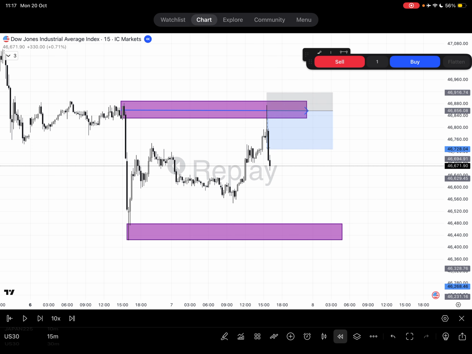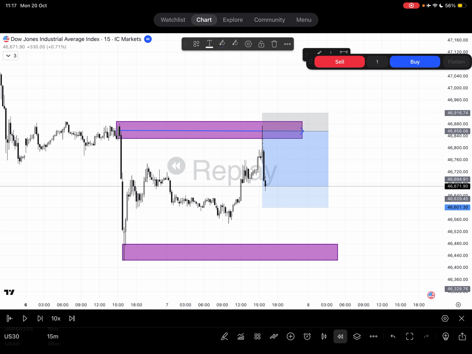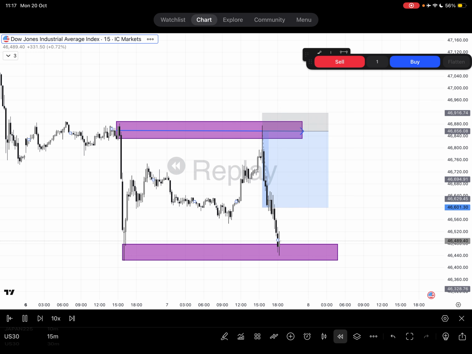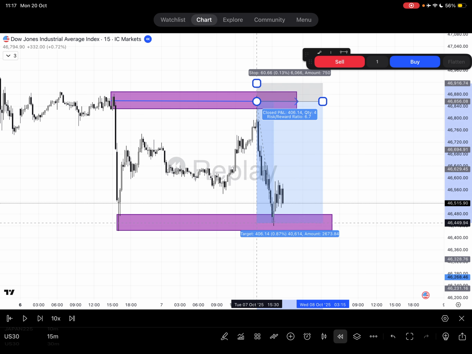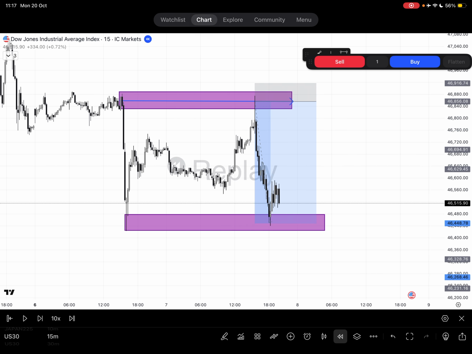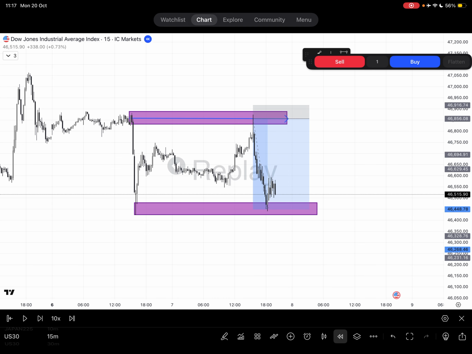And you can target a 4 to 1, 5 to 1, however you like. As I said, you could even target the middle of the next zone. That's a 6 to 1. If you're risking 1%, that's 6.7%. So very simple strategy.